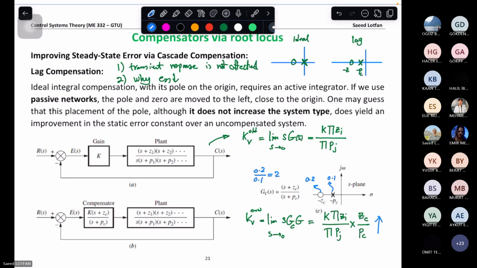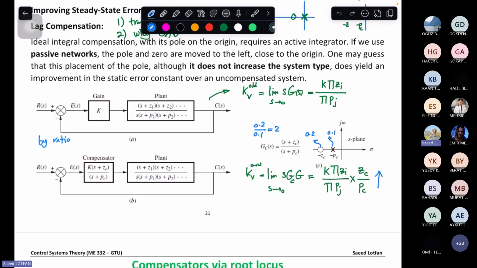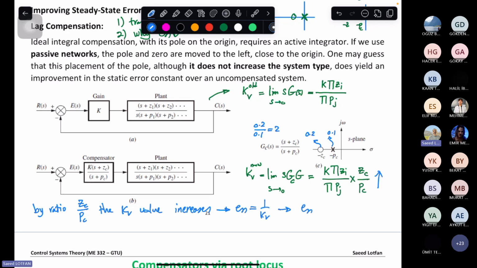Let me write it down here. By the ratio z_C over p_C, the K_V value increases. This means that since steady state error is 1 over K_V, the steady state error is decreasing.